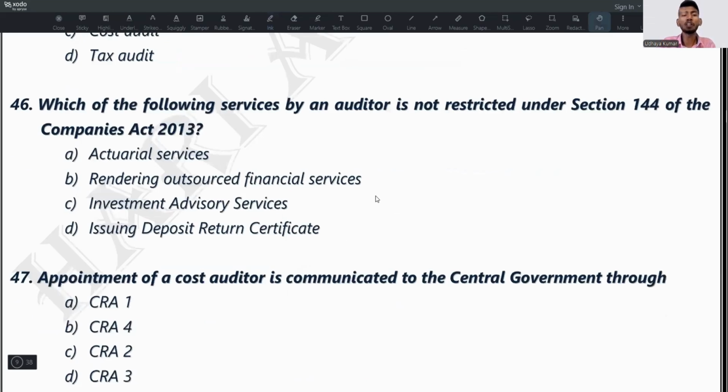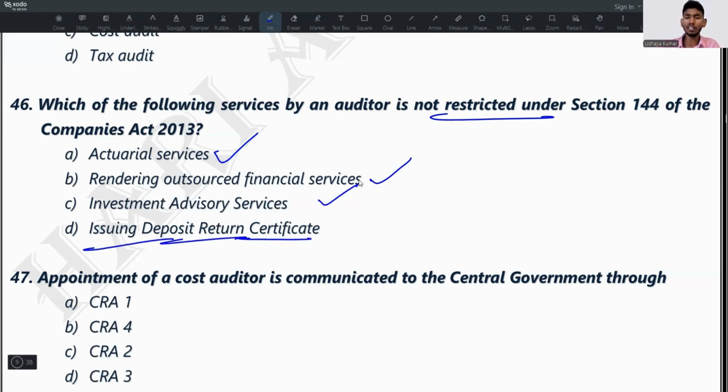Moving to the next question: which of the following services by an auditor is not restricted under section 144 of the Companies Act 2013? If you know all those 9 services, you will find it much easier to answer these questions. Actuarial services come under section 144, right? Rendering outsourced financial services comes under section 144. Investment advisory services come under section 144. But issuing a deposit return certificate, nowhere have we discussed. So here it is easy to find out by the elimination method. These all come under section 144, so this does not come under section 144. It is quite easy to answer the question, right?